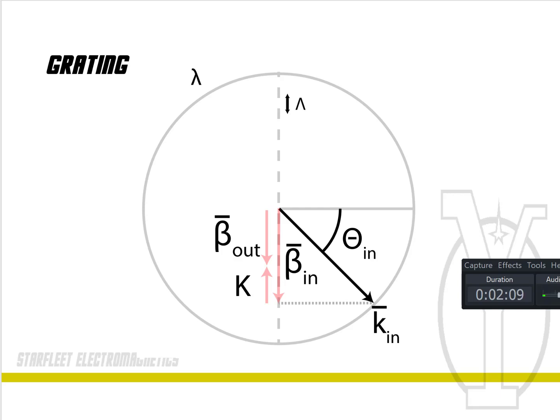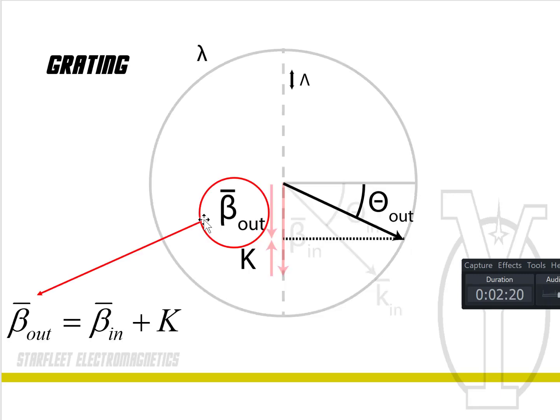Because momentum is conserved here, we can add beta and K together to get a brand new beta. Beta out is equal to beta in plus K. And beta out is in turn the projection of a brand new K vector we'll call K out. K out represents the ray of light after it has been diffracted by the grating. It is our output light.